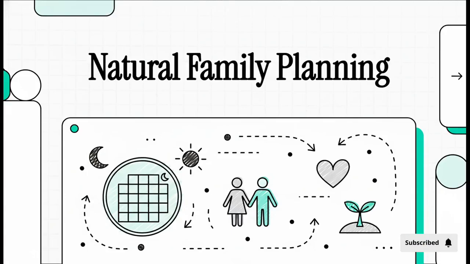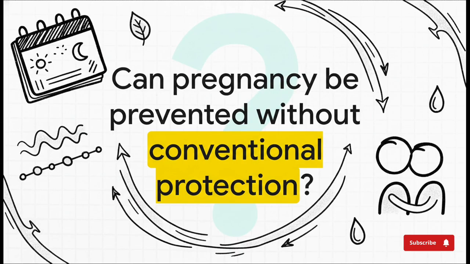Today we're going to dive into a method of family planning that's all about working with the body's natural rhythms instead of using other methods. So let's get right into it. This is a question a lot of people ask. And the answer, really, it all comes down to understanding the body's natural fertility cycles.